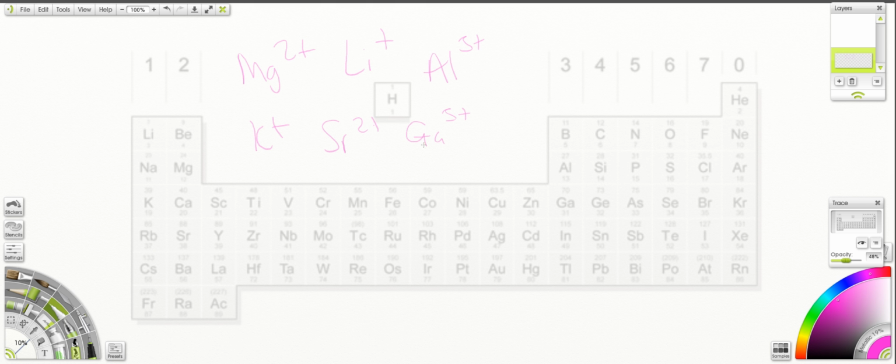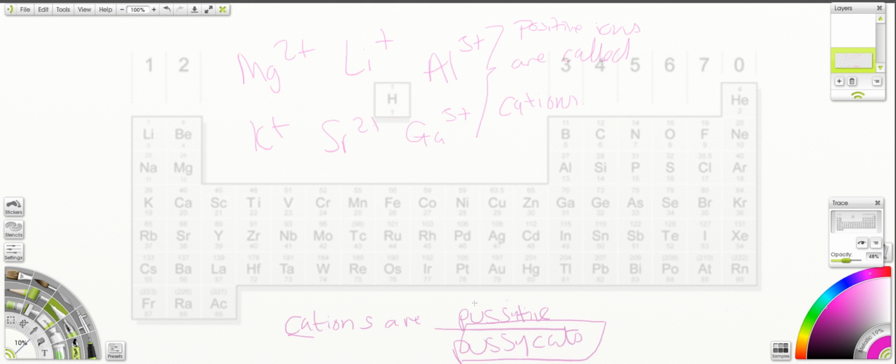Now all positive ions are called cations, and the way to remember that is cations are positive, like "paws-itive" cats. So that's how to remember that cations are positive.